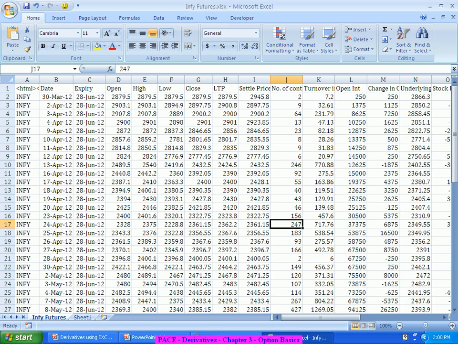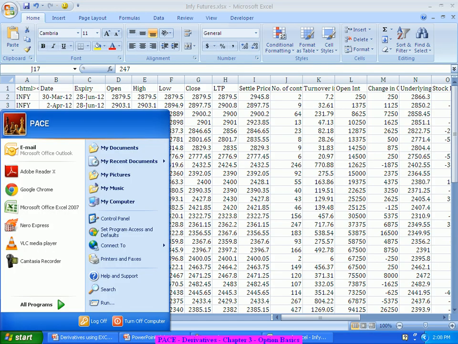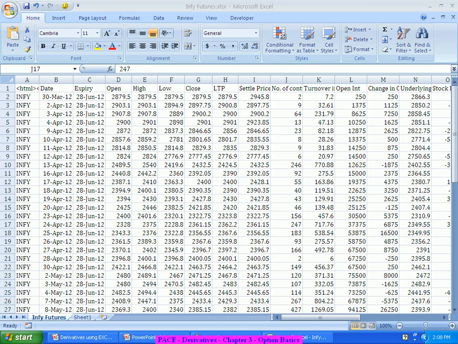Okay, now we'll look at the option the same way the futures market is working. Similarly, we have an options market, again on the exchange itself. Now I'll download one options data. Again, probably we'll look at Infosys itself. I'll download the options data for Infosys from the NSE website.